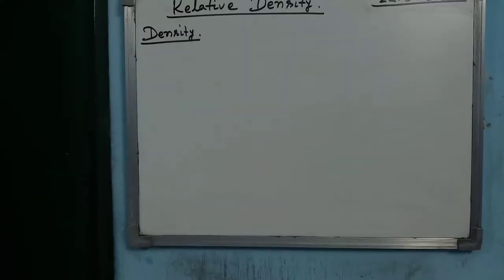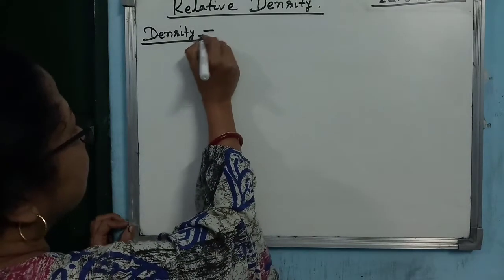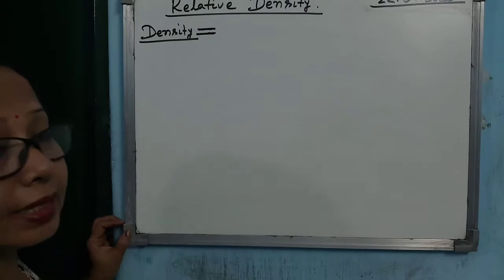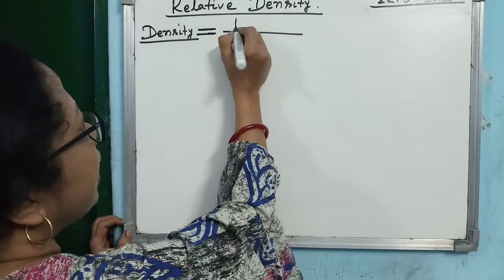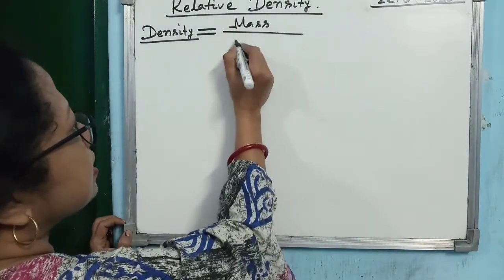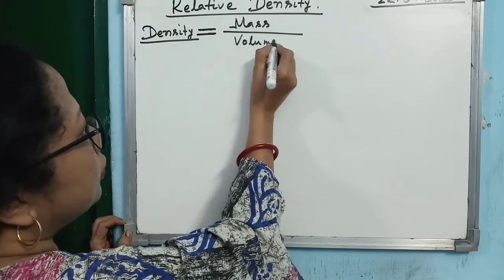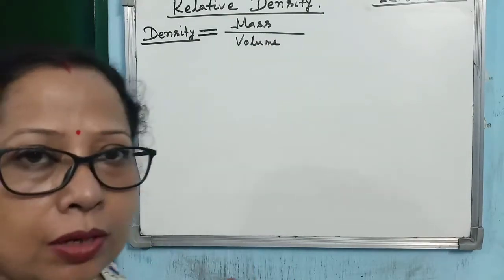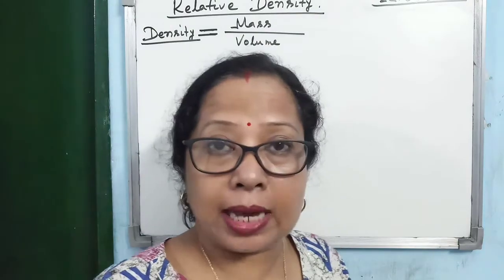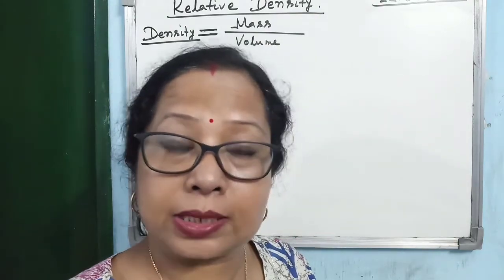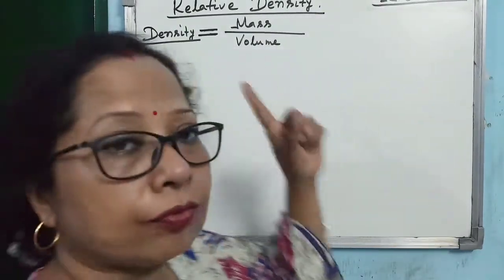Now the next topic is relative density. So before knowing relative density, let us try to remember what density is first. You know, density is given by mass of the substance divided by volume of the substance. I am writing mass and volume, but I am verbally saying mass of the substance by volume of the substance, and density also of the substance.